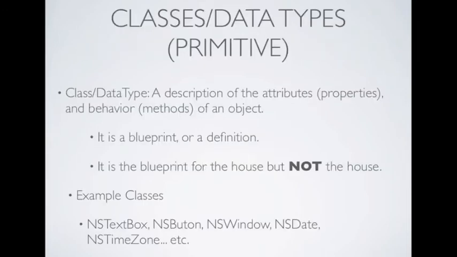Okay, classes and data types. A class or data type is a description of the attributes or the properties and the behavior or the methods of an object. It is a blueprint or a definition. It is the blueprint for the house, but it is not the house. That's important to remember. Example classes are NSTextBox, NSButton, NSWindow.